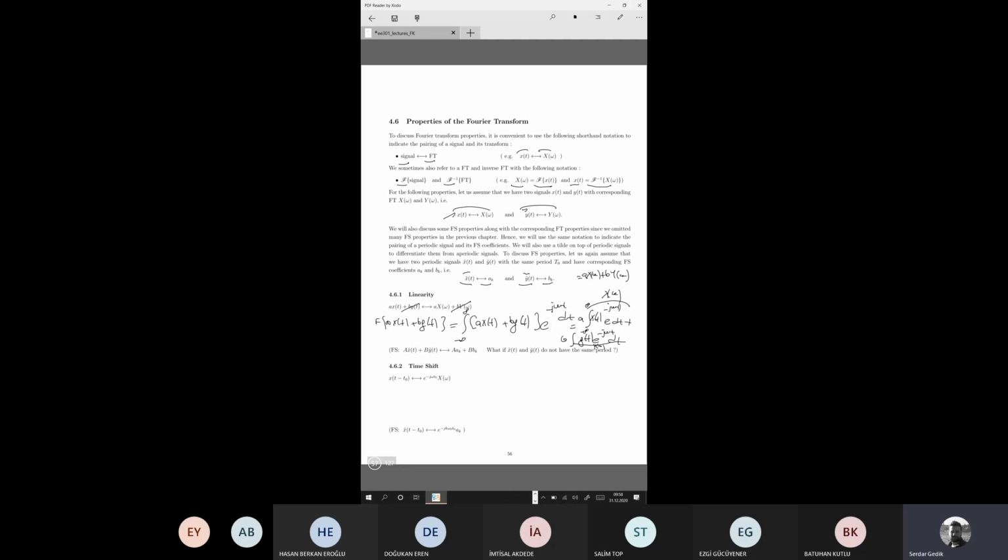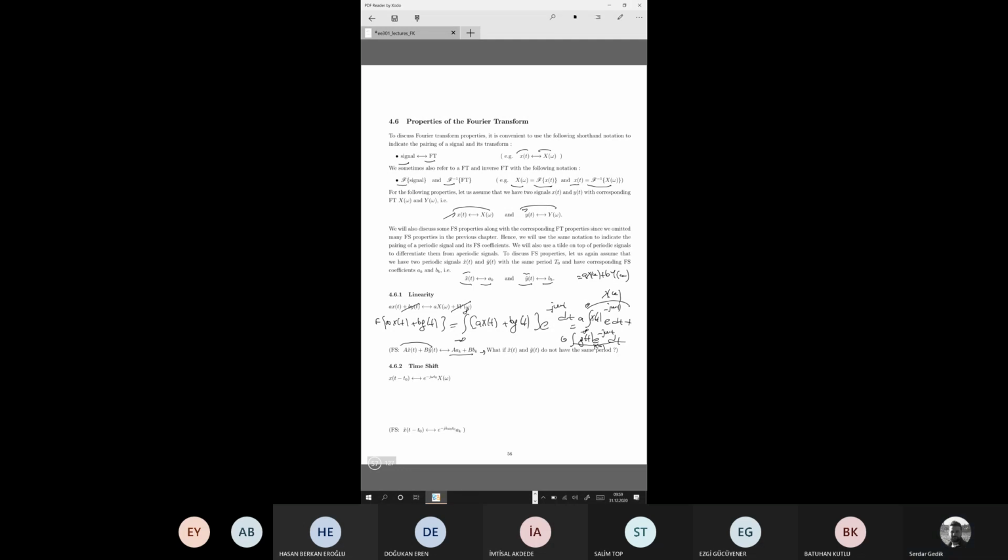Well, if I have periodic x tilde of t and y tilde of t, if I sum them, again, the Fourier series coefficients are summed, and the resultant signal has the same period of x tilde t and y tilde t. Well, if x tilde t and y tilde t do not have the same period, remember, the resultant signal has the period of the least common multiple of both periods. So this is the case for periodic signals.